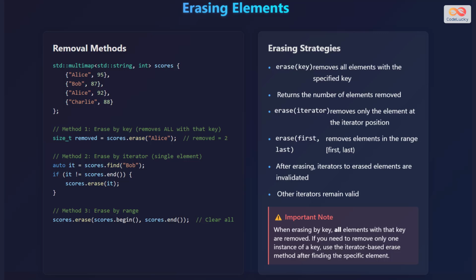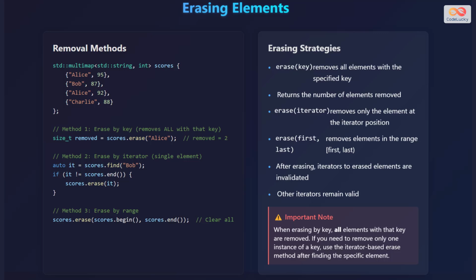Another way to erase elements is by using an iterator. First, you find the element you want to remove using the find function, and then you pass the iterator to that element to the erase function. For example, you find the Bob key by creating an iterator called it using the find function. Then, pass that iterator to the erase function.